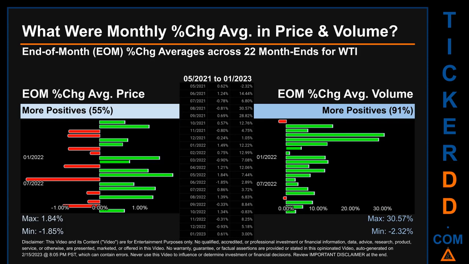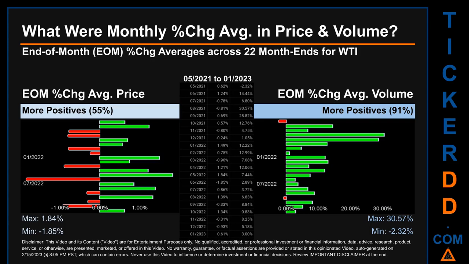What were end-of-month percentage change averages in price and volume for WTI? The monthly average of percentage change in price and in volume were calculated for each of the 22 month ends. That calculation took daily percentage changes and averaged them for each given month. If a month end came out negative, then it means that the month summarily saw a negative change.